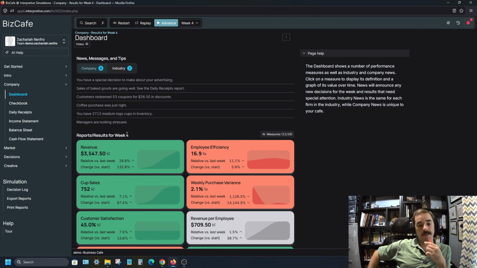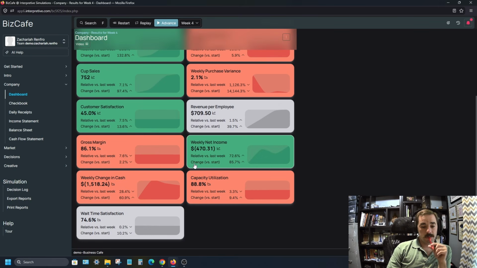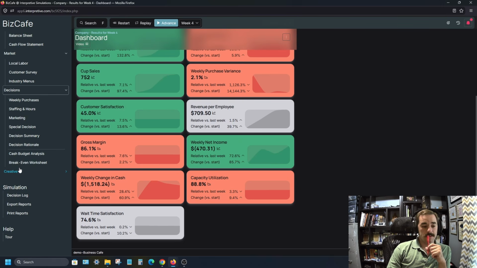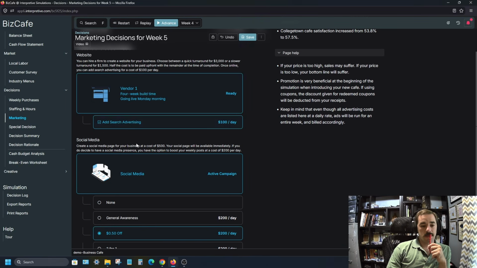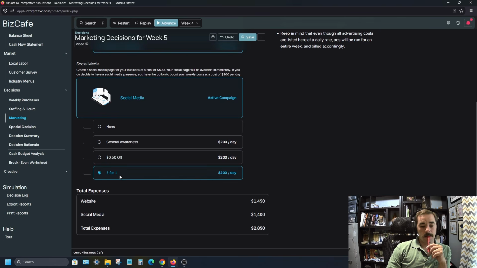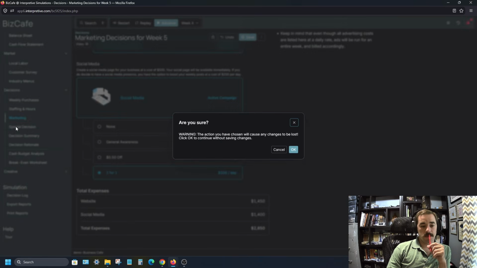Redeemed 53 coupons. Coffee purchase was just right. 2,000 cups in inventory. Managers are looking stressed. Sell baked goods are going well, but we're still down 1,500. Weekly net income of minus 470. So we're getting closer, finding the right mix. Let's add search advertising and let's do a 2-for-1 this week. Special decisions.